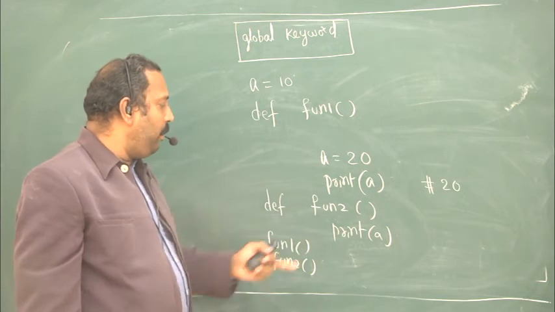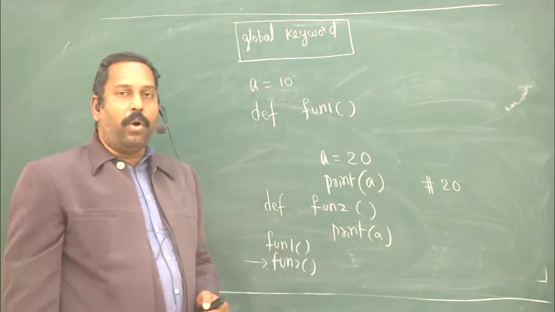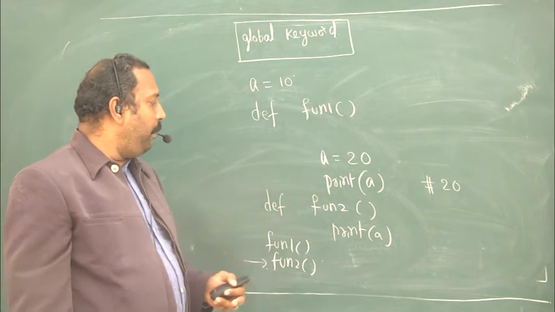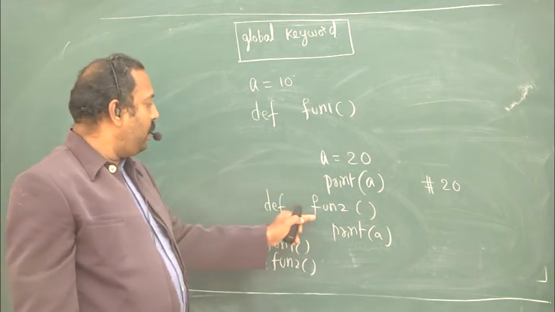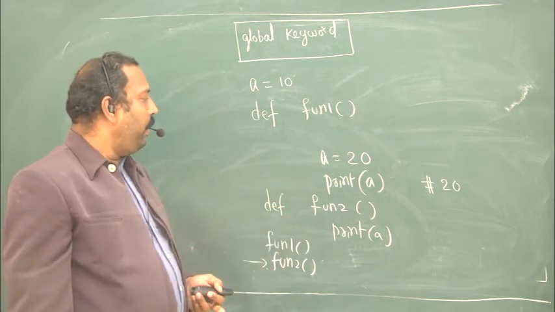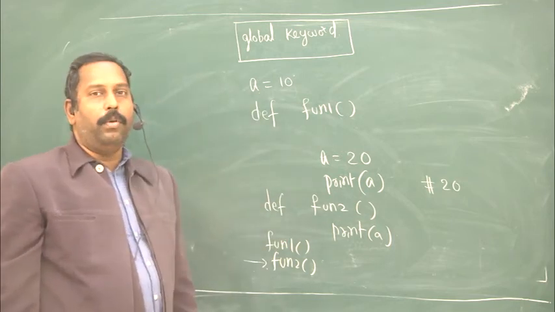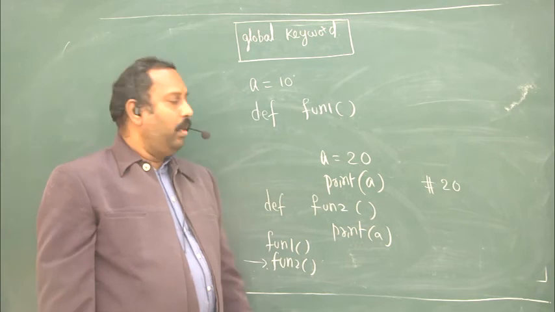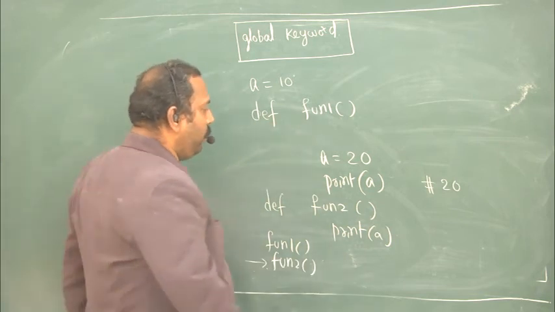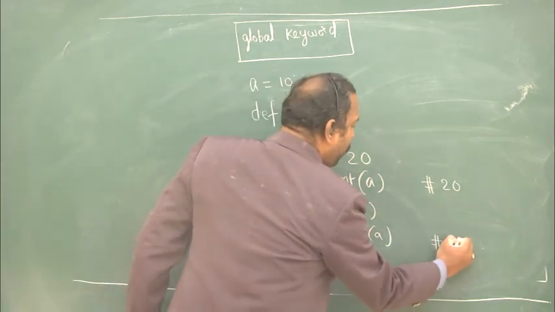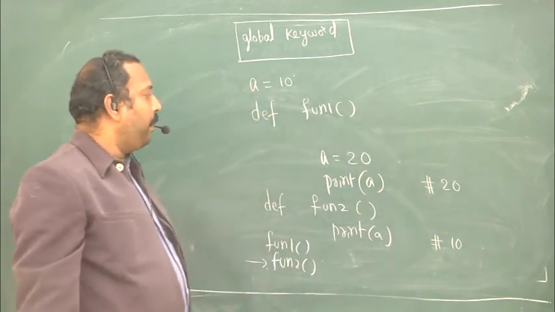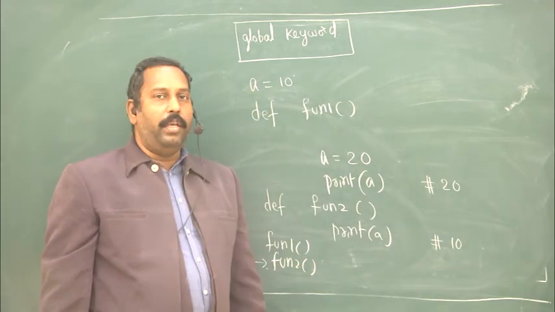Again the control will go to function 2, print a. Actually the function will search for the variable a in local scope, but a is not defined there. That's why it will check the enclosed scope. It is also not available, so it will go to global scope. So it will print the value 10 here. So this is the output we got here.